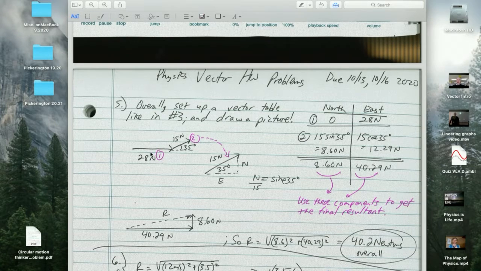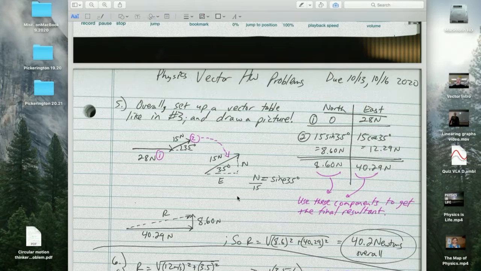Now, do I know it's really going east and to the northeast? I don't, but I'm only asked to get the magnitude here, and this is one way I can do that. So overall, 1 is going 0 to the north, 28 to the east. Then if I look at this one, and notice again I'm redrawing this over here, I've got 15 newtons, the east side and the north side.